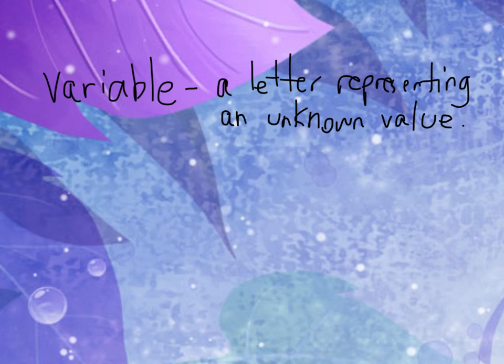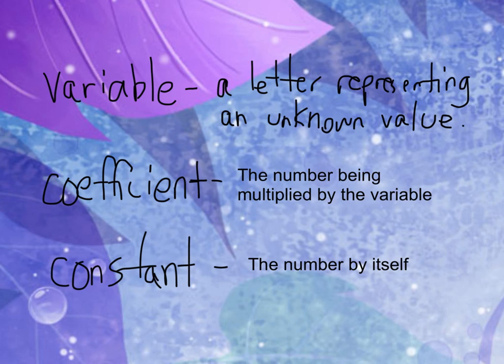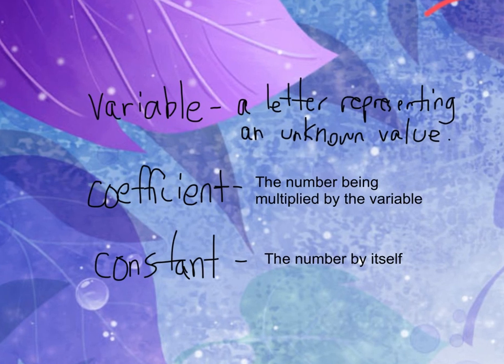The next important term is a coefficient. And that is the number that's being multiplied by the variable. And I'll give you a couple examples in a second just to clarify this. And the third review term to know is a constant. And the constant is simply the number that's by itself. So let's go ahead and take a look at a couple examples just to clarify these three definitions.